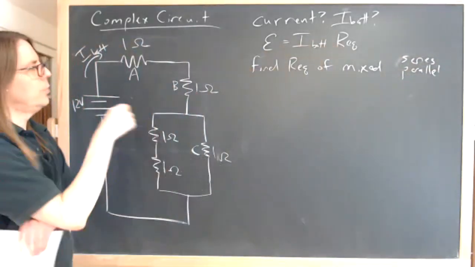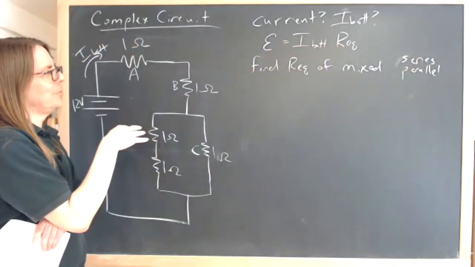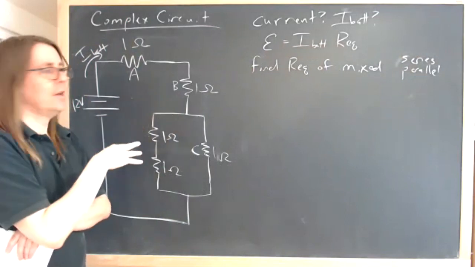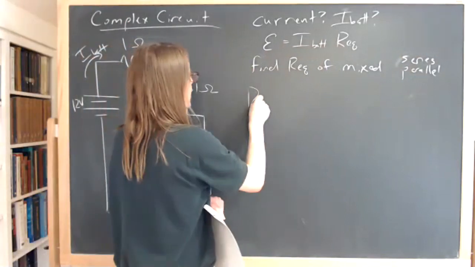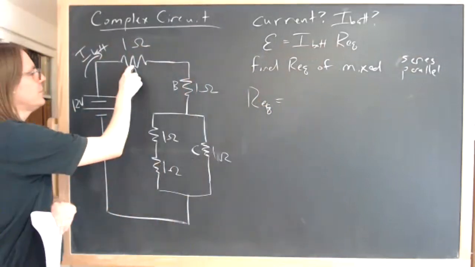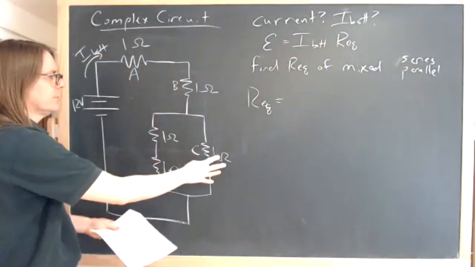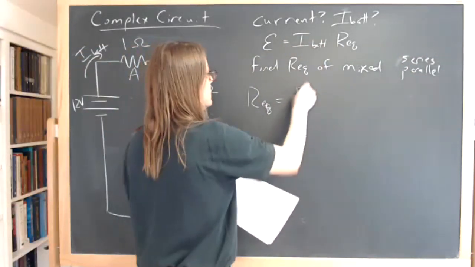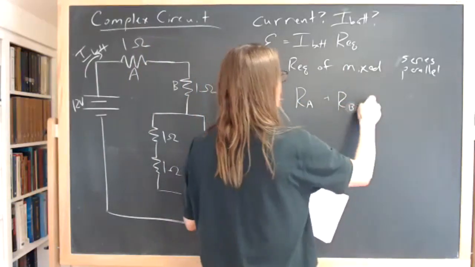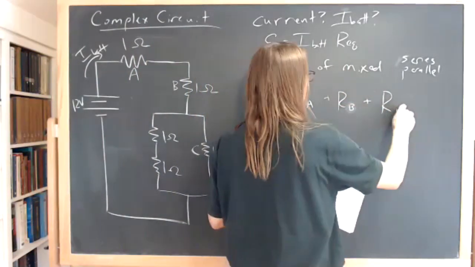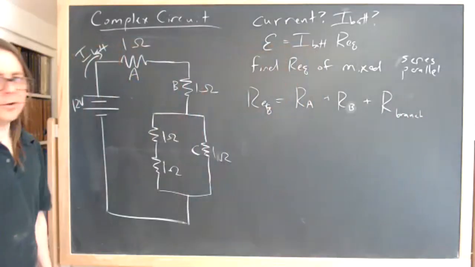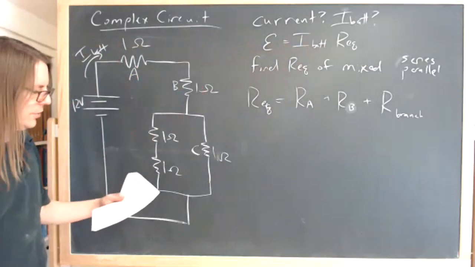I'm going to show you how to do that now. What you can do is apply our rules about how resistors add in like pieces. So I would say the REQ, the equivalent resistance, equals, so it looks like this with this in series, with this whole thing in series. So you could say it's RA plus RB plus R, and I'm going to write branch, plus the resistance of whatever that branch is doing.